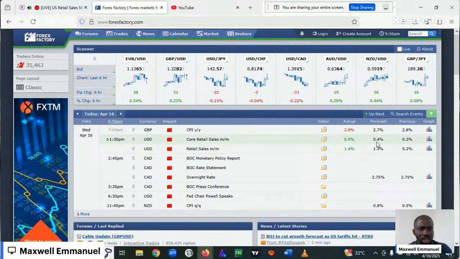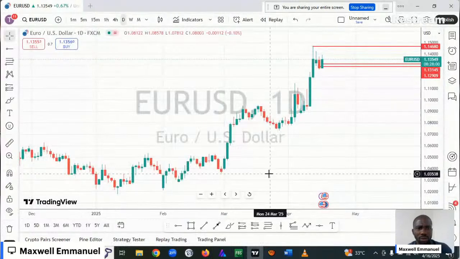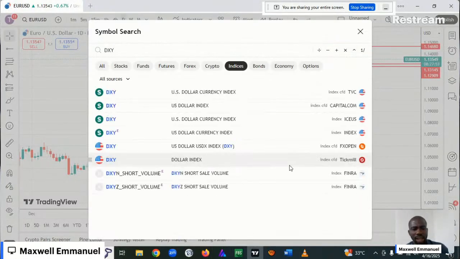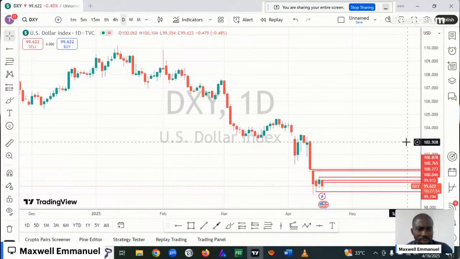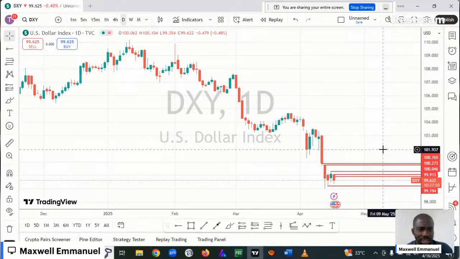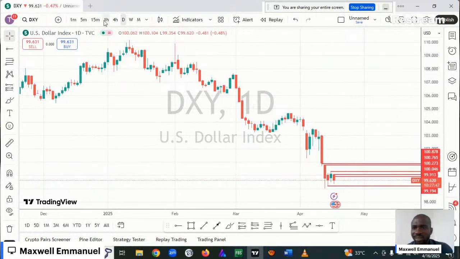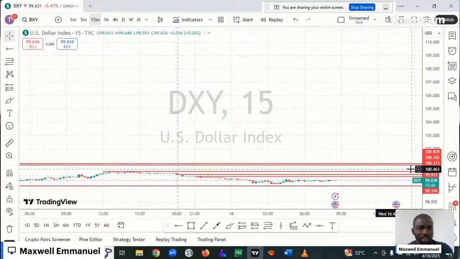You can see the forecast was 0, the actual is 0.5, and the forecast for this is 1.3, and the actual is 1.4. The difference isn't much, this is 0.1% difference, and this one is also 0.1%. So let's see how traders react to this news. Let's see what's happening on DXY now. Seems everything is just paused at the moment. Let's go down to a lower time frame.